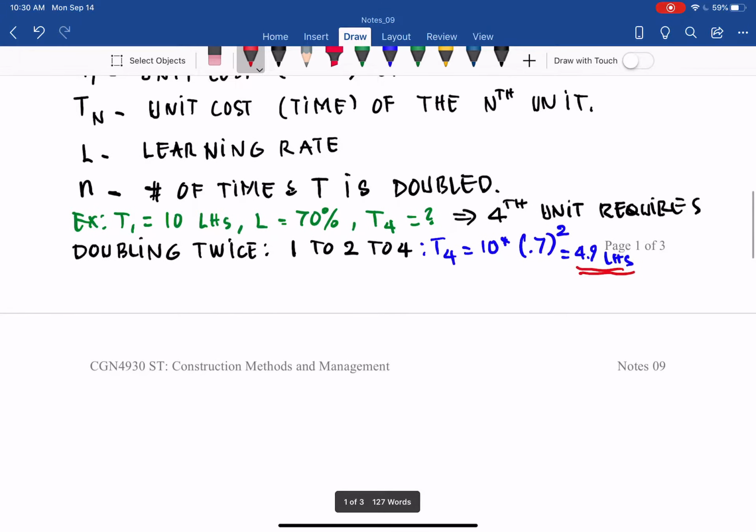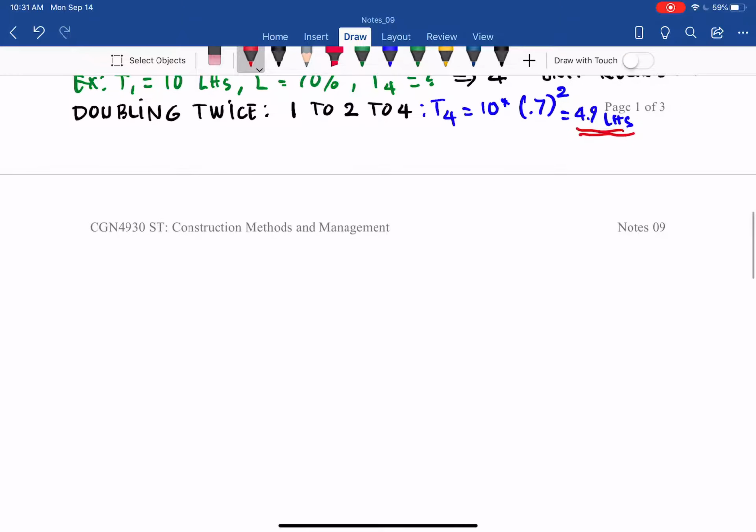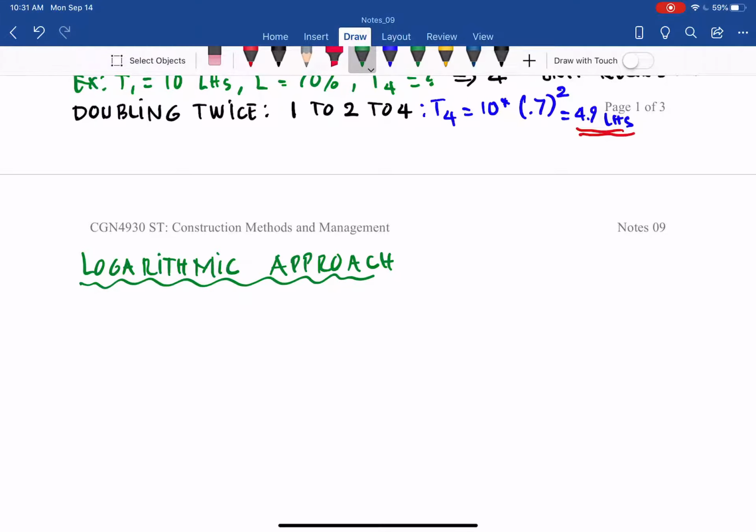It's still confusing if we want to find out the time or the cost required for the 100th unit. How many doublings? What is n? That is the challenge of the arithmetic approach. That's why we go to the next approach, which we call the logarithmic approach, and that is easier to apply than the first one.